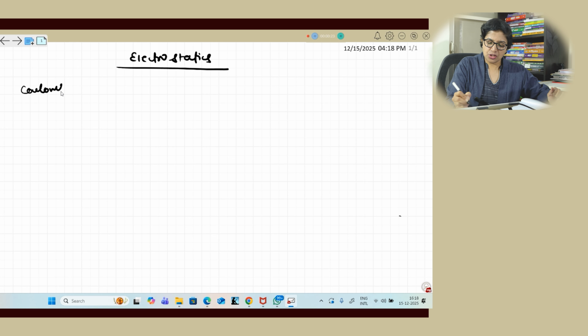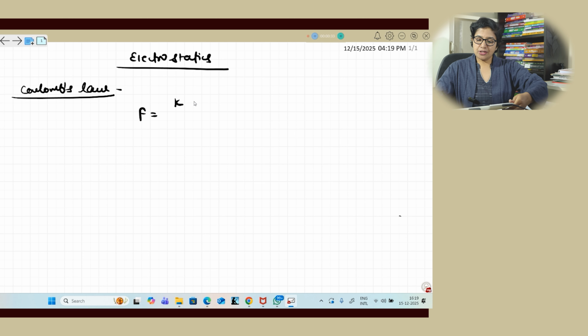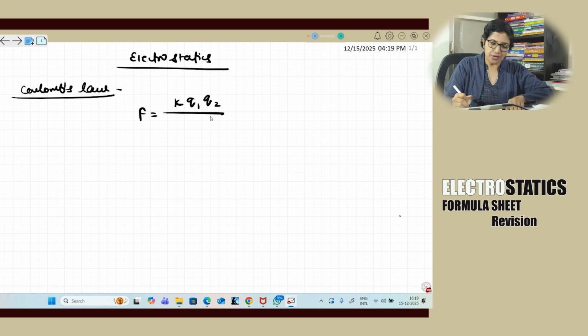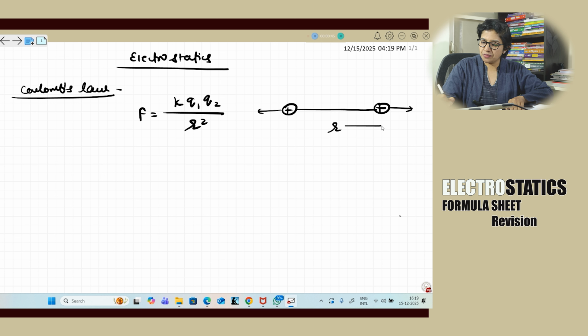Electrostatics. The first important point is Coulomb's law. The electrostatic force of interaction between two charges is given by K Q1 Q2 by R square. Suppose you have any two positive charges, they will be repelling each other. They are placed at a distance r. The magnitudes are q1 and q2. It's a central force, acting along the line joining the two charges.